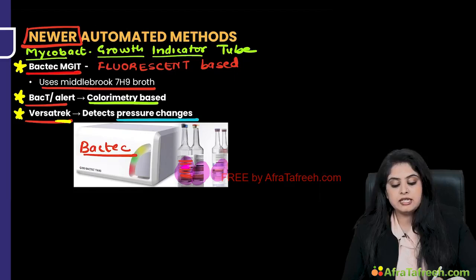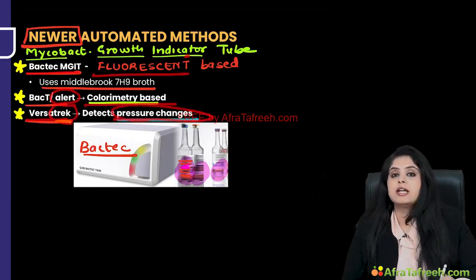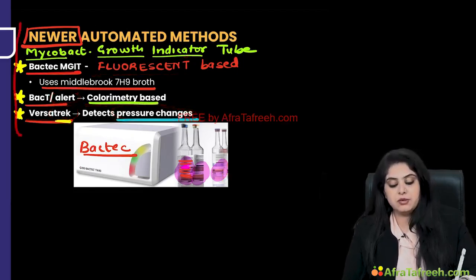BACTEC MGIT, that is fluorescent. BACTEC Alert is going to be color based, and VersaTREK mein pressure lagega, that is pressure based. These are the newer methods.